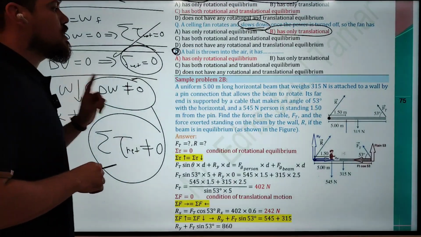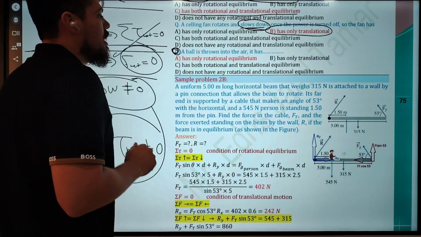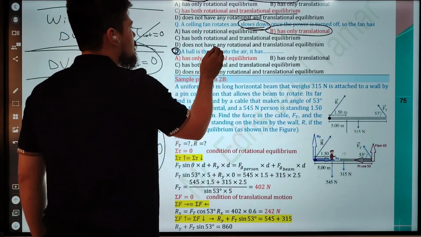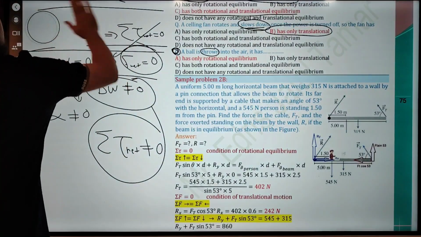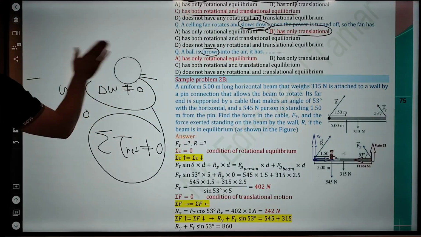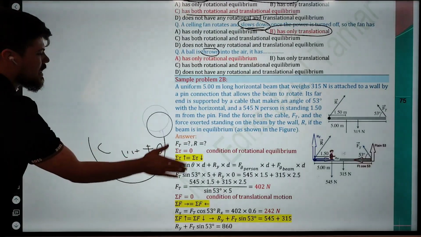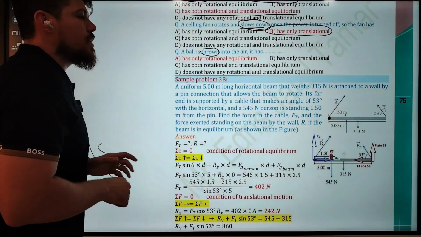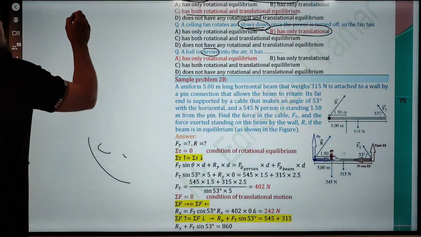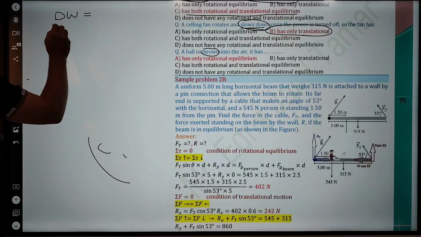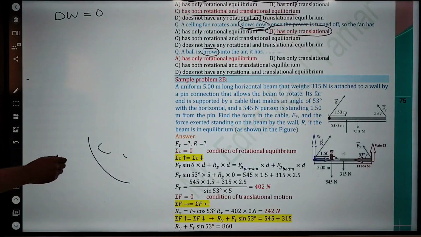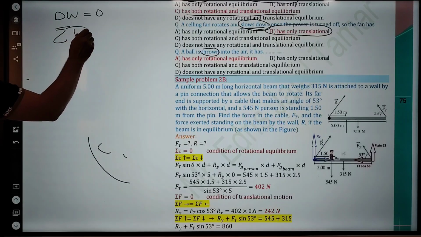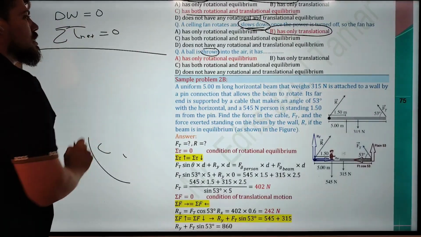In that case, this object has only rotational equilibrium, not translational equilibrium. Why? Because when we say the ball is thrown, it means that the ball doesn't rotate. Okay? The question does not say the ball is rolling. Guys, be careful. When the question says thrown without rolling, it means that this object's change in angular speed is 0. Okay? So, when change in angular speed is 0, net torque is also equal to 0.